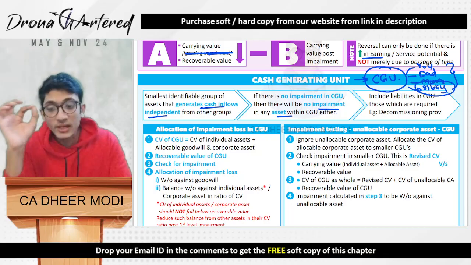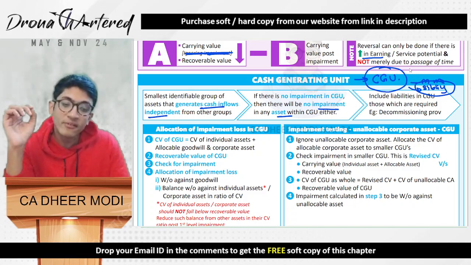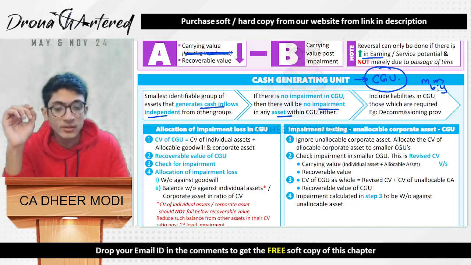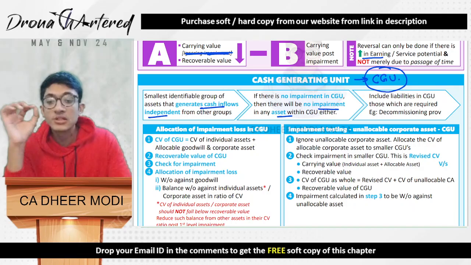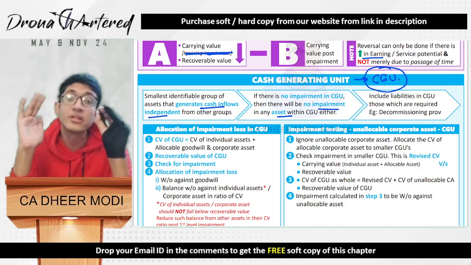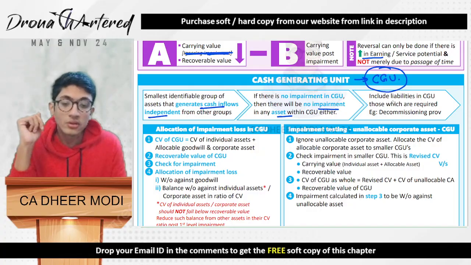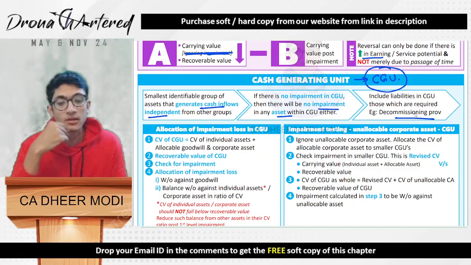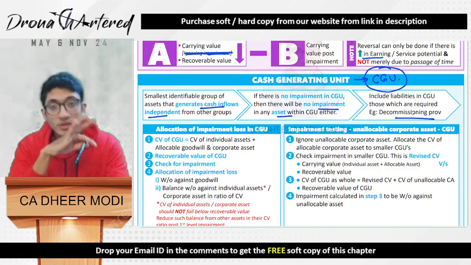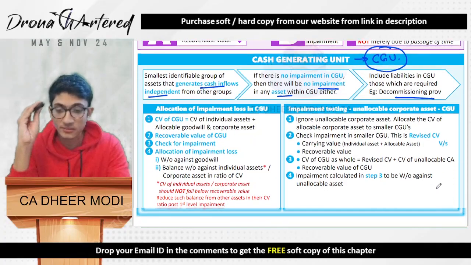Understood? Only if we see that there is an impairment need for the CGU as a whole will we impair individual assets of the CGU. Otherwise, if the CGU does not need impairment, we will not impair any asset within it. This includes liabilities in the CGU, those which are required, for example your decommissioning provision. So your CGU includes not only assets but also liabilities.